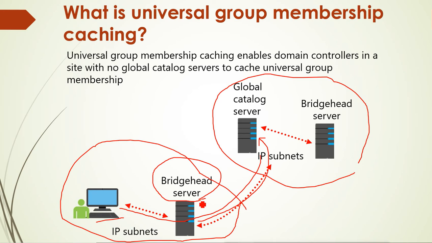Even if it is not a global catalog server, here we can cache the group membership, this universal group membership. So who are the members here, what resources it has permission to, we can cache it on our domain controller within the site, which is not a global catalog server. So it does not have to go to the other site every time to get the information.